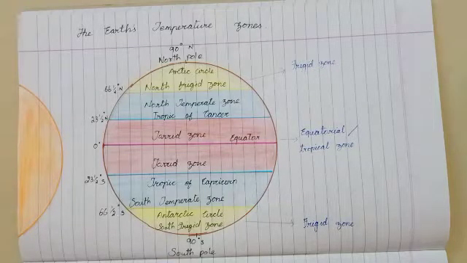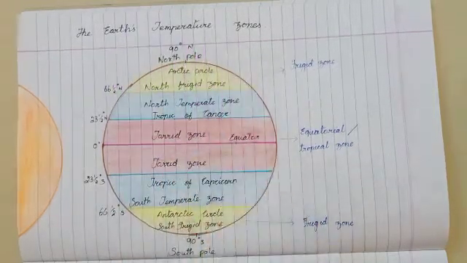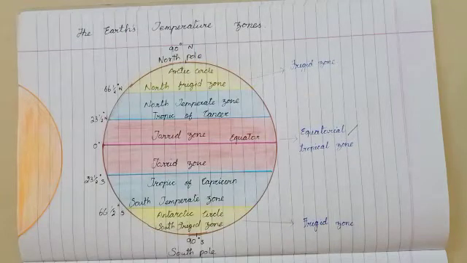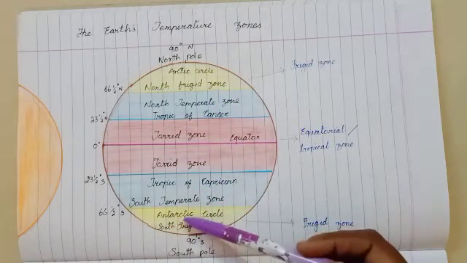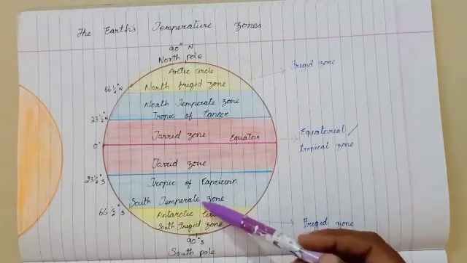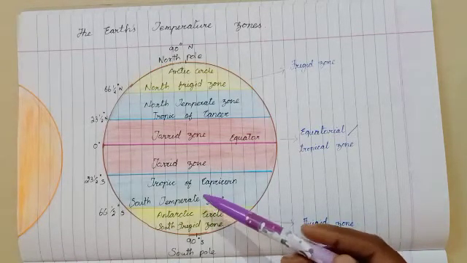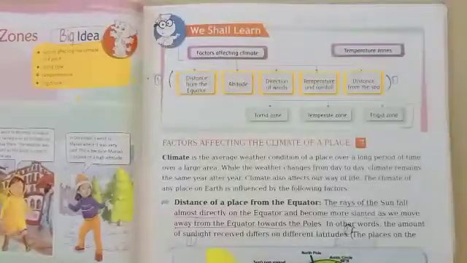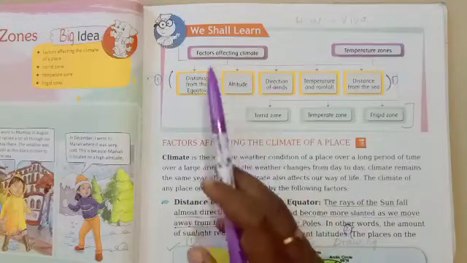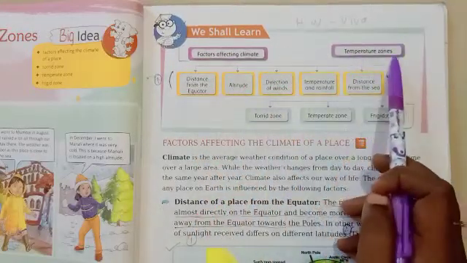Today in this class, we are going to learn about the Earth's temperature zones. As we have read already in the previous classes, according to the places of the Earth, the temperature will be different. Related to this, we are going to learn deeply about the temperature zones of the world. In the previous classes, we learned about the factors affecting the climate, and now we are going to learn about the temperature zones, right?